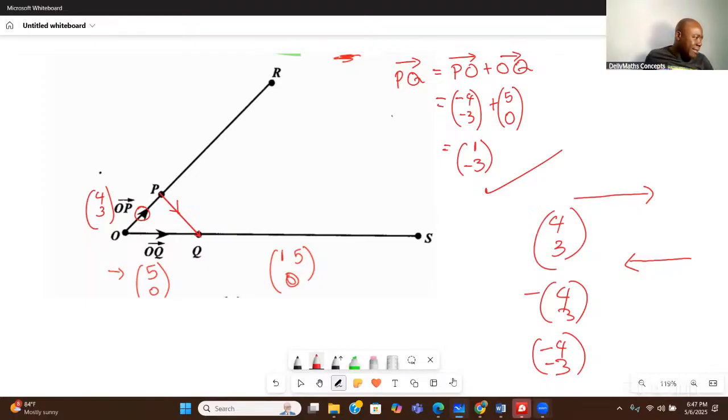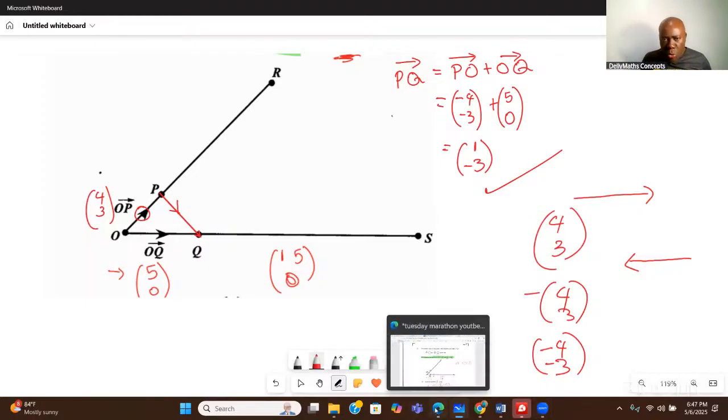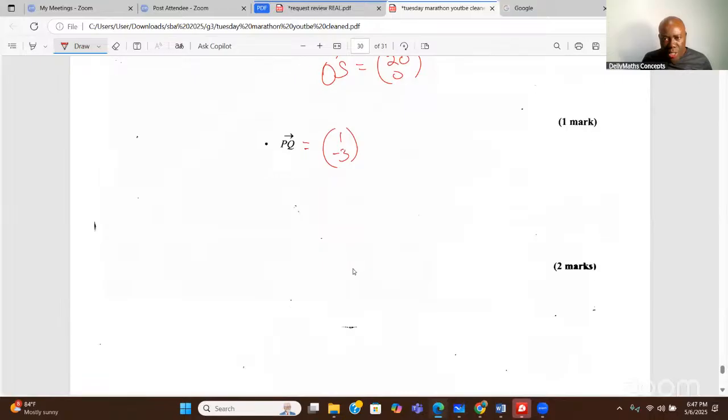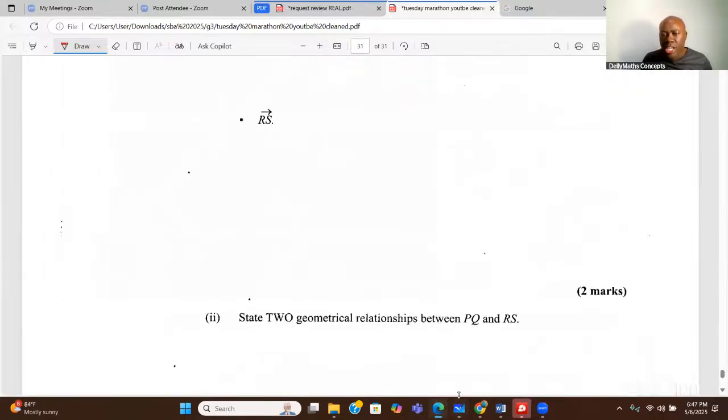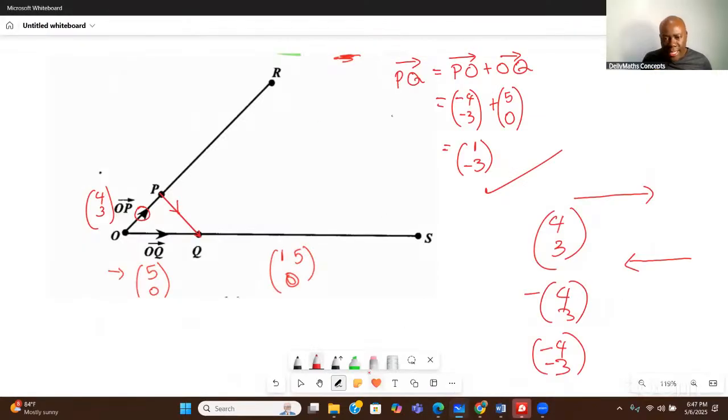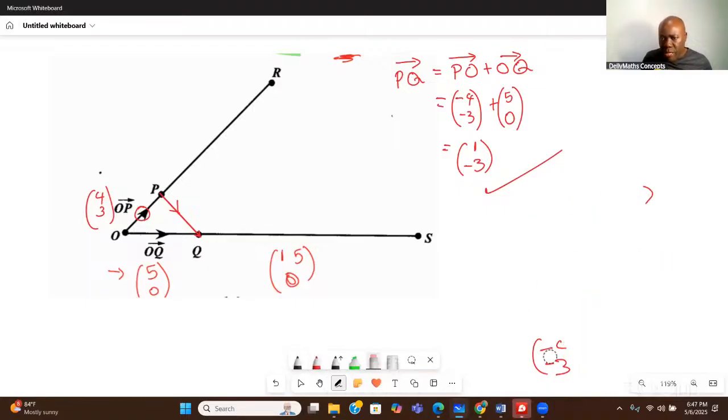Let us take a look at the other question. The other question said, let us find RS. So I'm going to go to the screen where RS is. In the meantime, let me take off these right here. We could put RS close to it. All right, let's put RS right here.